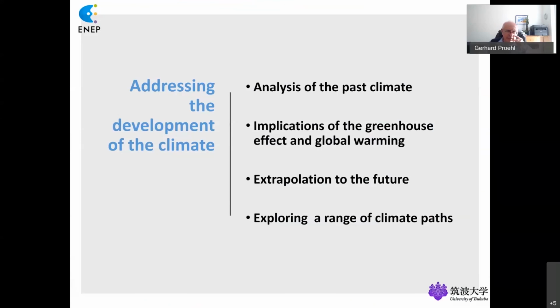Now we come to the climate. In the climate, there were four main elements, four main steps. Everything started with the analysis of the past climate. Then the implications of the greenhouse effect and global warming were explored. Then comes the important point, a difficult point, the extrapolation to the future and exploring a range of climate paths.